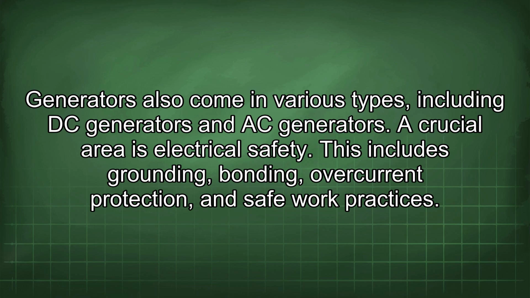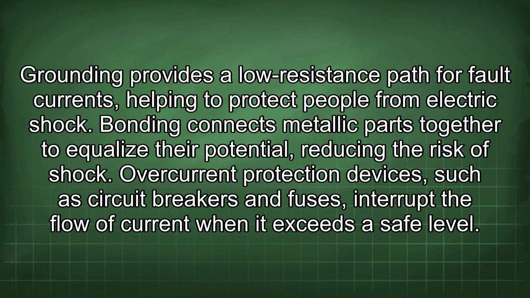A crucial area is electrical safety. This includes grounding, bonding, overcurrent protection, and safe work practices. Grounding provides a low resistance path for fault currents, helping to protect people from electric shock. Bonding connects metallic parts together to equalize their potential, reducing the risk of shock. Overcurrent protection devices, such as circuit breakers and fuses, interrupt the flow of current when it exceeds a safe level.